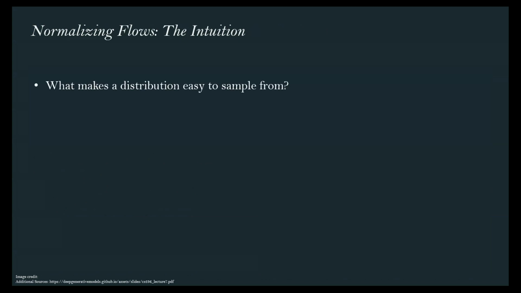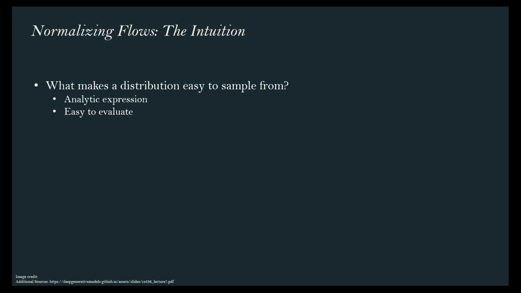So let's think about, what is it that makes a distribution easy to sample from? Well, the first thing would be, we want it to be analytic. We want to be able to write something down that describes this distribution, a comprehensible expression for it. But at the same time, we want that expression to be easy to evaluate.